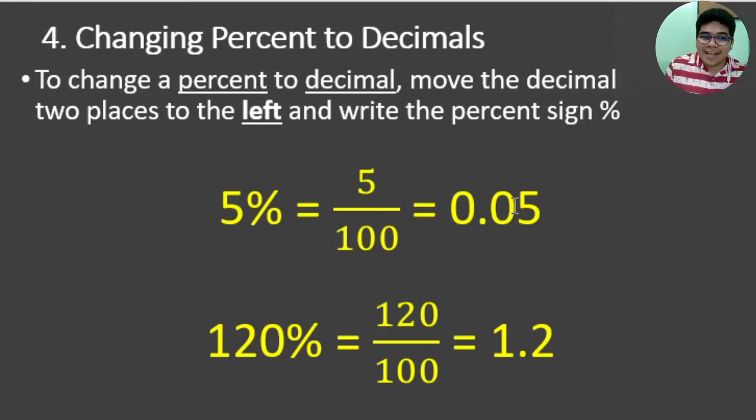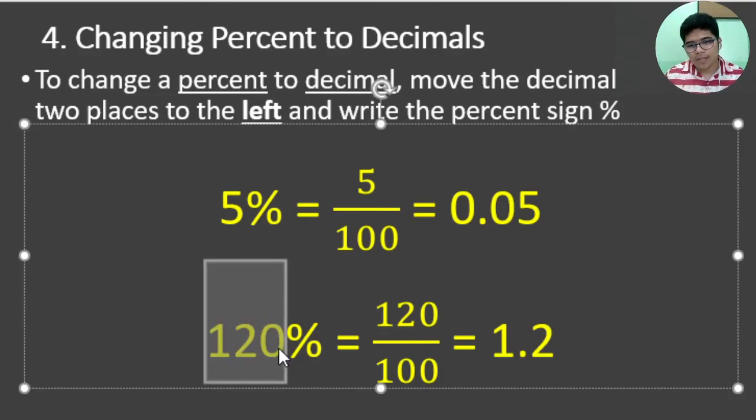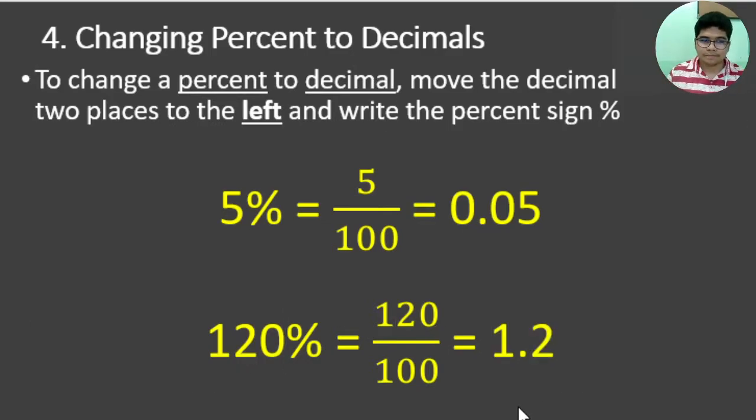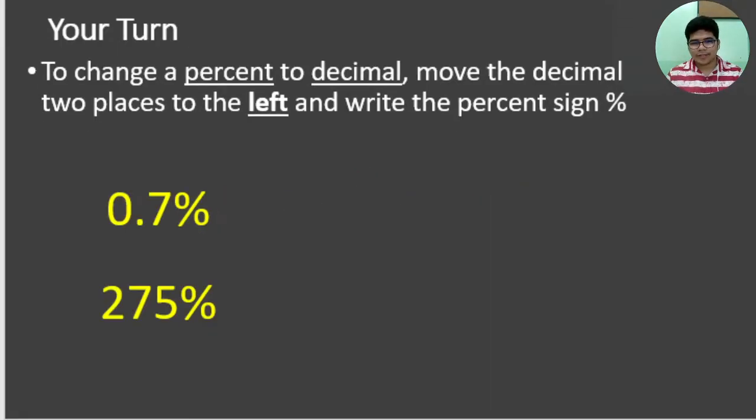Okay, but the truth is what's really happening is that you are dividing by 100, like 5 divided by 100. If you do the math, you will still get 0.05. But for shortcut's sake, you can just move it two places to the left. Like for example, here in 120, there's an invisible decimal point after the 0. Move it two places to the left, you will get 1.2. Okay? Now it's your turn. How about 0.7% and 275%? Pause this video, then answer.